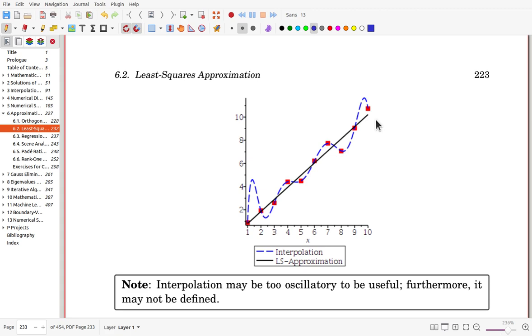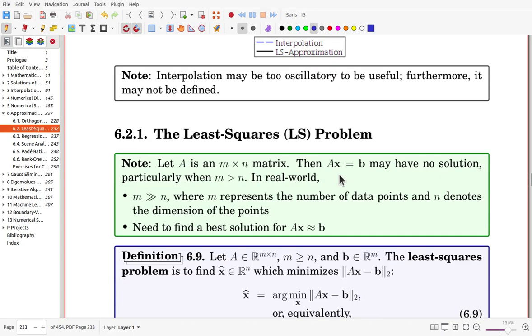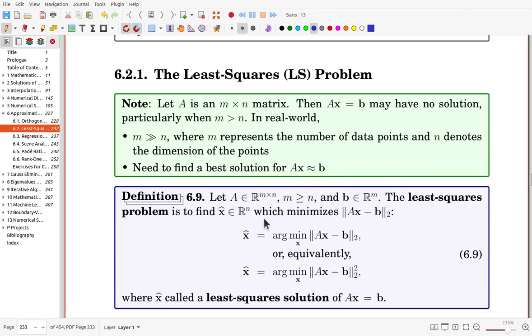Interpolation is often too oscillatory to be useful. Furthermore, it may not be defined, particularly when for one X value there is more than one Y value, then you cannot get an interpolating polynomial, right? Okay, we formulate the least squares problem.